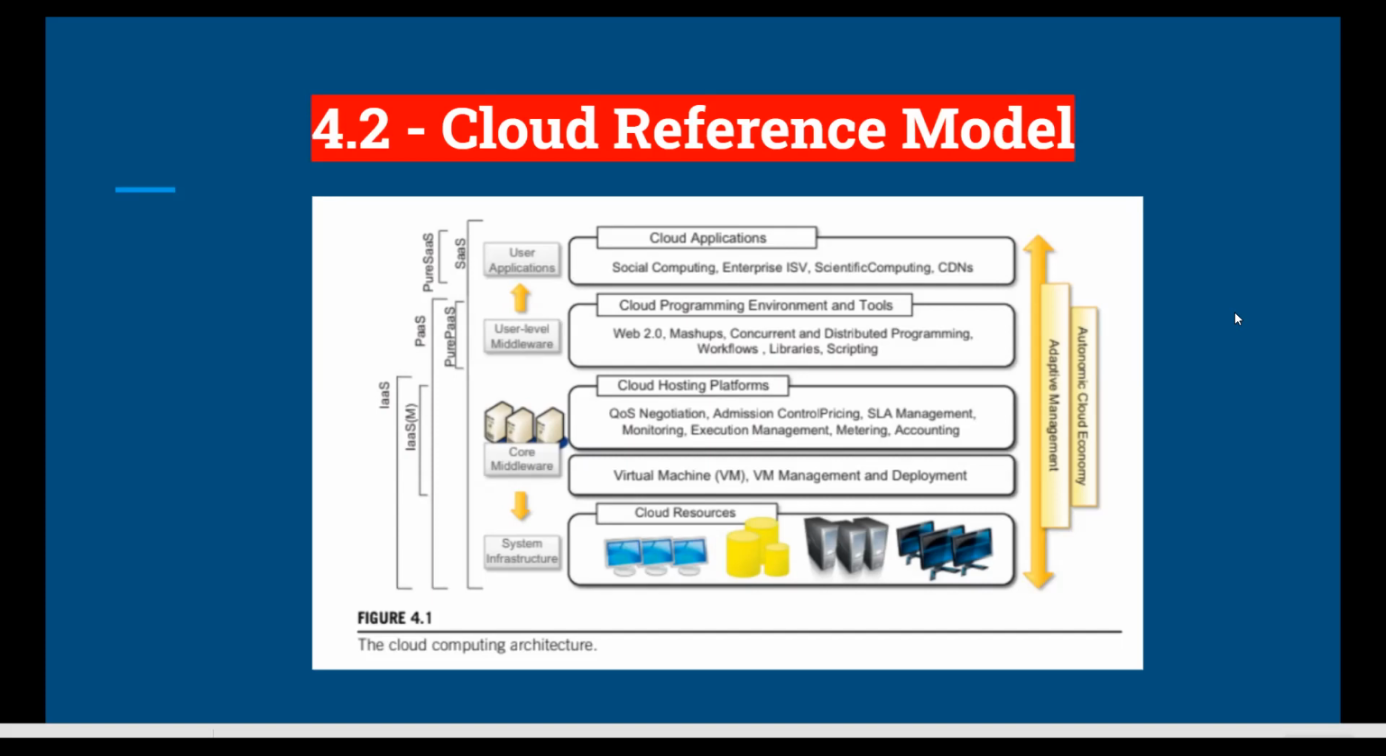So the very first layer, user application, is SaaS, software as a service. Then you have your user level middleware, that is your PaaS, platform as a service. And then you have your cloud hosting platform, that is your IaaS, infrastructure as a service. This is your cloud reference model, through which the communication takes place between the cloud provider and the cloud consumer.